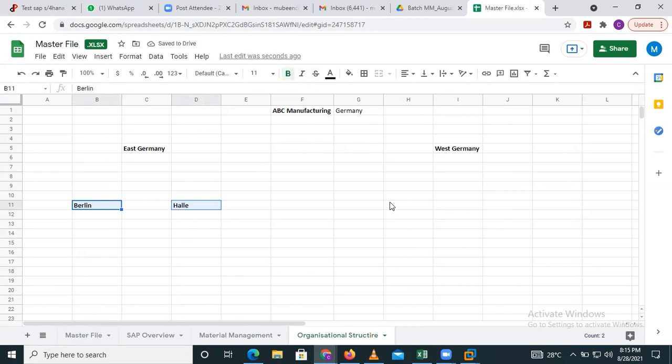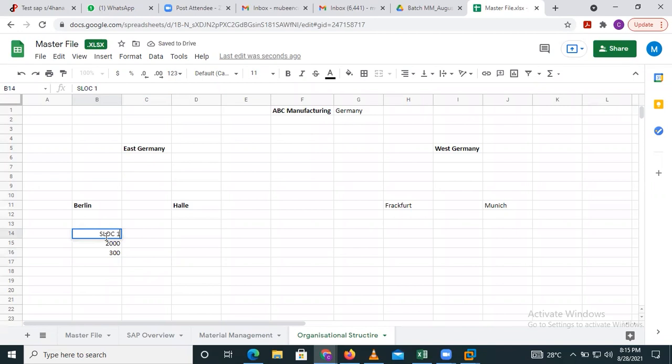In West Germany, they have a plants in Frankfurt and Munich. Now, in Berlin plant, they have different storage locations: 1,000, 2,000, 3,000 storage location. These are the numbers actually. S-Log 1, S-Log 2, S-Log 3, S-Log 4, like this one.